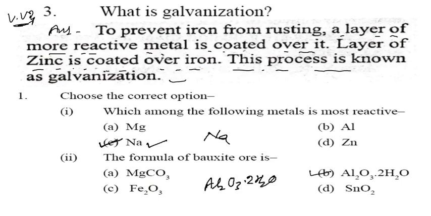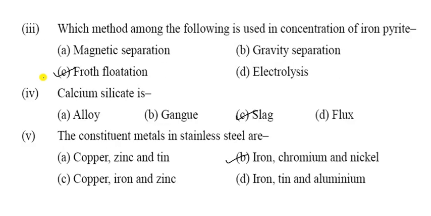Choose the correct option. First one, which among the following metals is most reactive? So most reactive metal is sodium. So you have to write this one is sodium. And now the second, the formula of bauxite ore, that is Al2O3, that one is the B option. So you have to write Al2O3 and 2H2O.